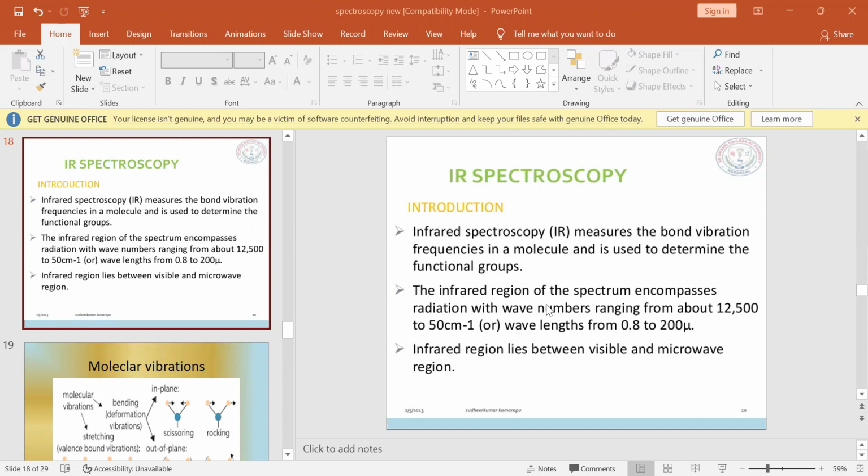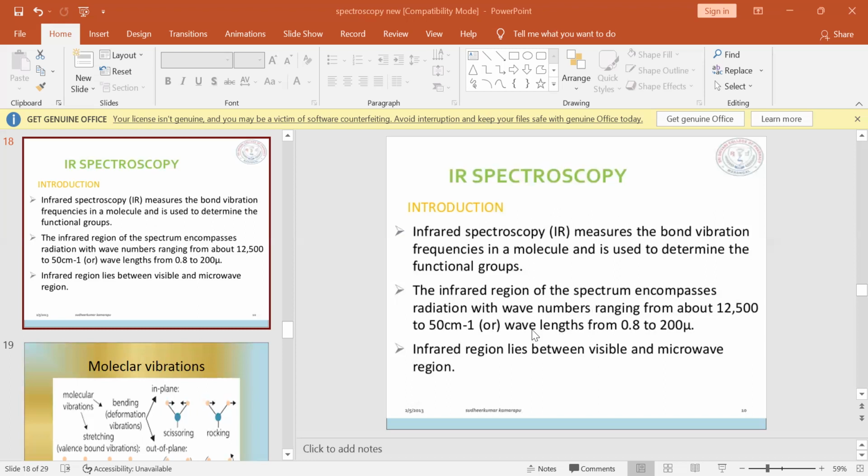The infrared region of the spectrum has the range from 12,500 to 50 centimeter inverse. It is divided into three parts: near IR region, middle IR region, and far IR region. Near IR region has the range from 12,500 to 4,000. Middle IR region has the range from 4,000 to 667 centimeter inverse, whereas the last one, far IR region, has the range from 667 to 50 centimeter inverse.